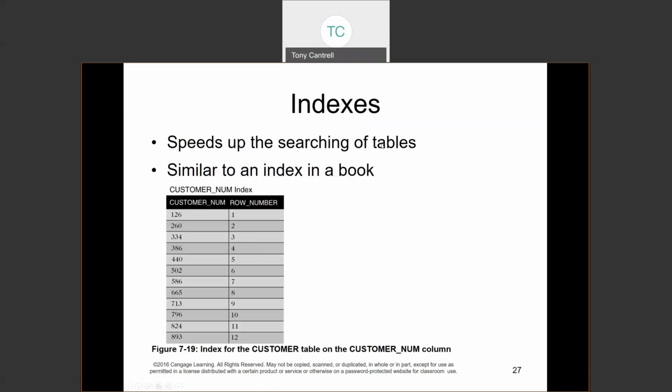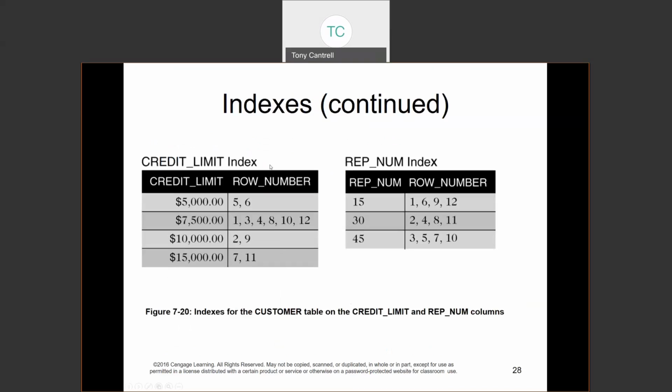Speeding up the searching of a table is what an index does. You think of it like a book. You open your book and you go back to the end and you look for something that tells you the page number. That's the way indexes work in the database management system, except instead of a page number, it's going to tell you the row number it's on. And this is showing you that you can have multiple rows in the index.